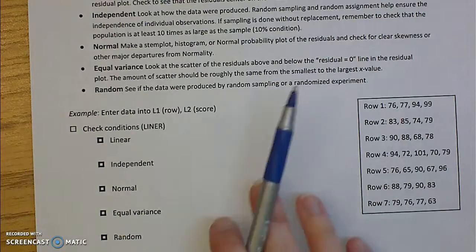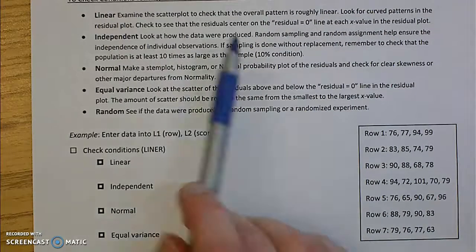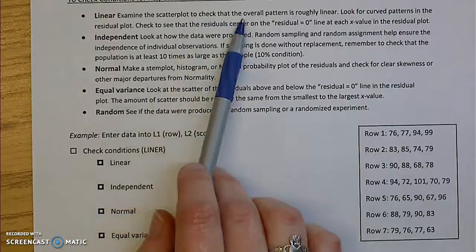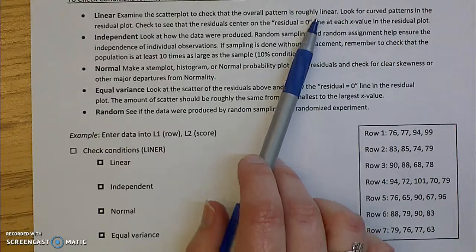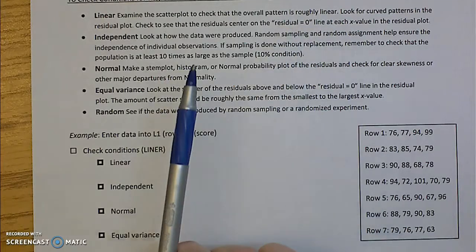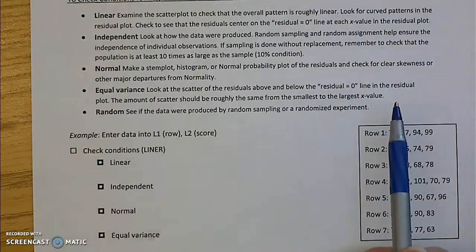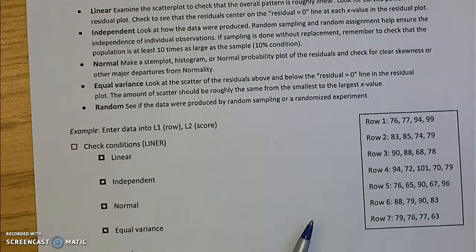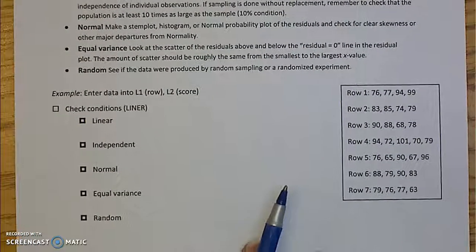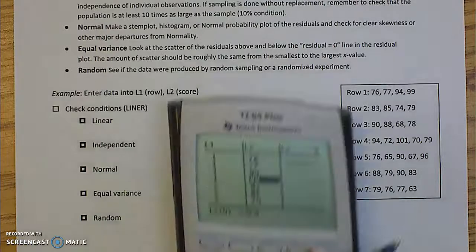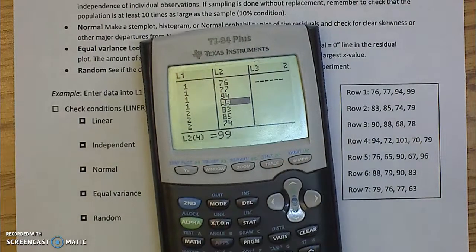The first condition is linear. So we need to look at the scatter plot to check that the overall pattern is roughly linear. We had a picture of the scatter plot on our example page today, but say you didn't. Okay, so you'd have to make a scatter plot. The best way to make a scatter plot is in your calculator. So just a refresher on how we do that.